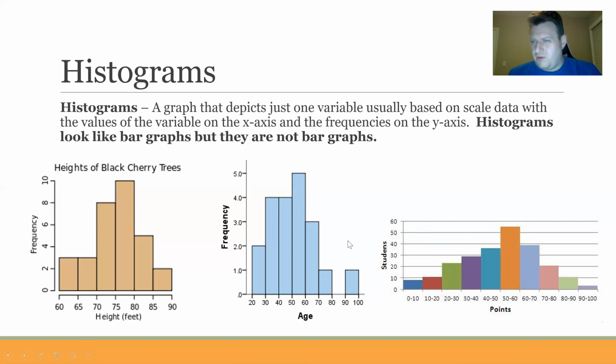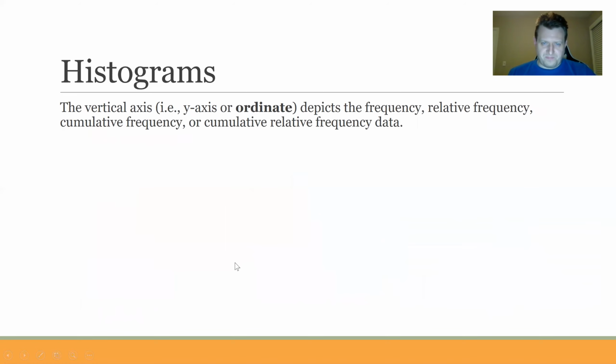Here are some examples of histograms. Notice the bars are all touching one another. On the y-axis, we always have frequency. Again, this could be raw frequency or relative frequency, and our dependent measure, our variable of interest, is always on the x-axis.